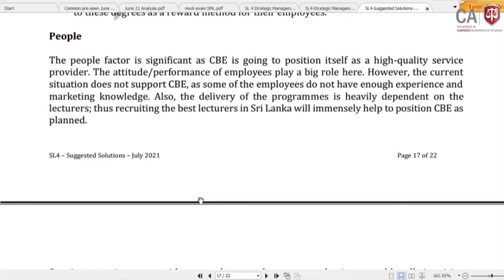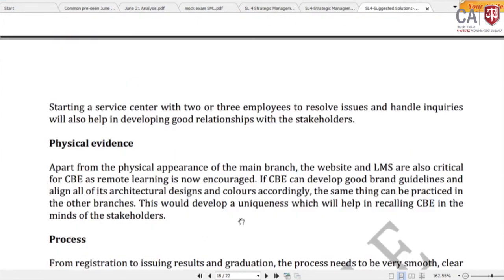People: the people factor is significant as CB is going to position itself as a high quality service provider. The attitude and performance of employees play a big role here. However, the current situation does not support CB as some of the employees do not have enough experience and market knowledge. Also, the delivery of the program is heavily dependent on the lecturers. Thus, recruiting the best lecturers in Sri Lanka will immensely help to position CB as a top provider. You have to get the best lecturers.